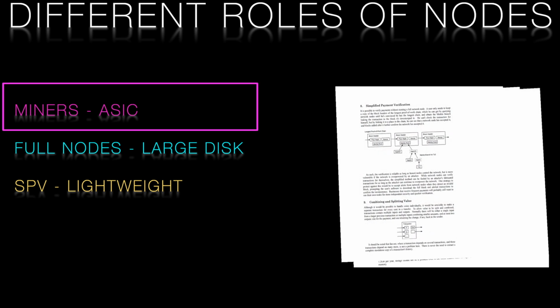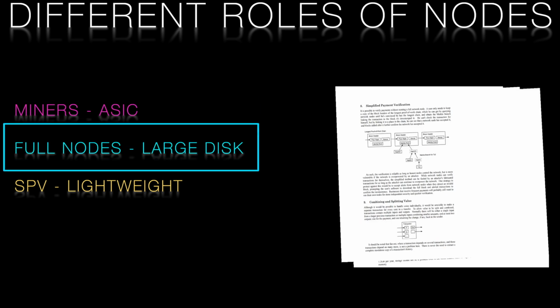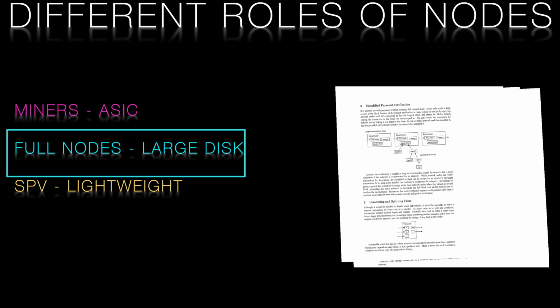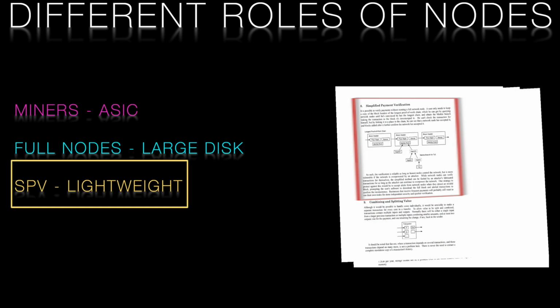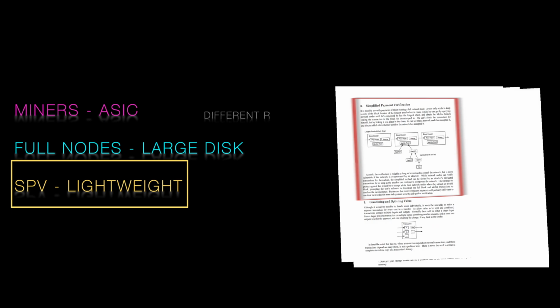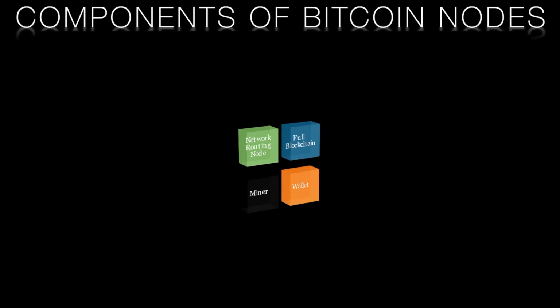Only the very largest computers with dedicated ASICs, or application-specific integrated circuits, can nowadays qualify as miners. A large disk will be required to download the entire blockchain and run a full blockchain node. Yet, resource-constrained mobile devices and tiny edge computers are capable of running SPV, or simplified payment verification nodes, as we will see. The principal components of Bitcoin nodes are shown here.